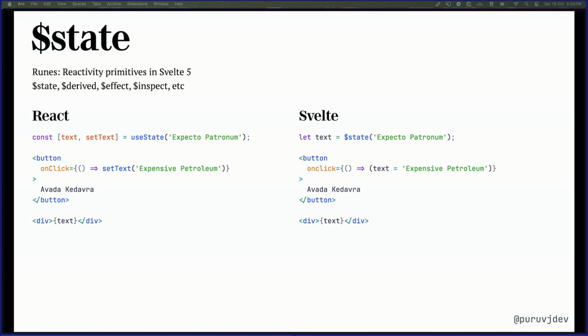On the left side, you have a simple React code, and on the right is the Svelte version. The reason you can directly assign to text in the Svelte version is because Svelte is a compiler. It does call a set state function, but you never ever have to see that. It all happens in the compiled version. For those who are curious, this is the generated compiled code. $state becomes $.state, which is like use state, and text equal to expensive petroleum becomes $.set text, expensive petroleum, which is equivalent to set state.